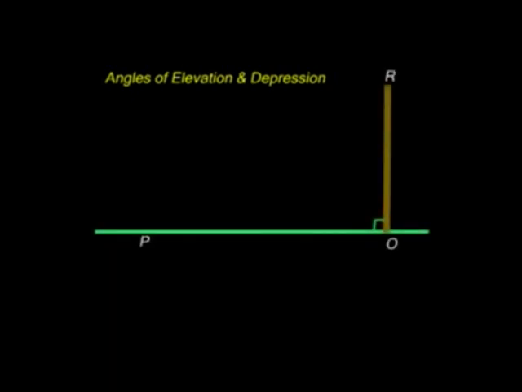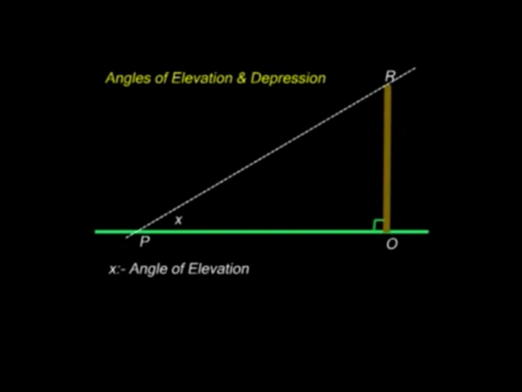The next item we look at are the angles of elevation and those of depression. Now consider this figure here. We have the ground surface PO, that is the level ground, and then we have a vertical wall RO. Now we have a point P on the ground. If an observer at P looks up at R, an angle X is created, and this angle is called the angle of elevation.